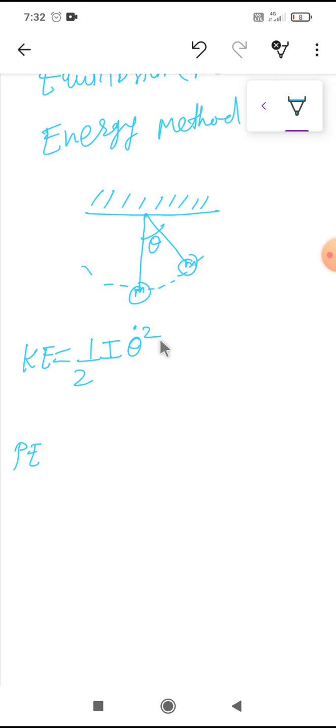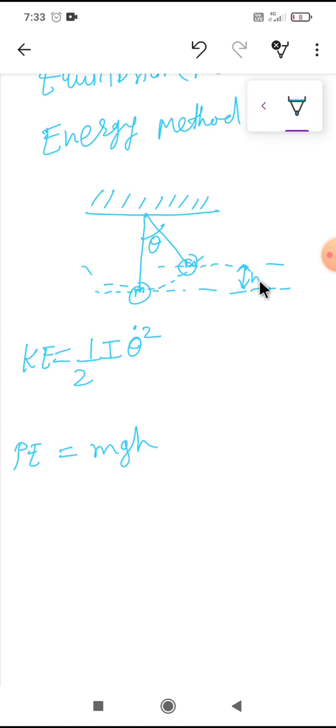For potential energy, the formula is mgh, mass into gravitational acceleration into height. So what is height here? Height is nothing but the difference between the equilibrium position and the current or extreme position. So here the distance between this and this will be height h.